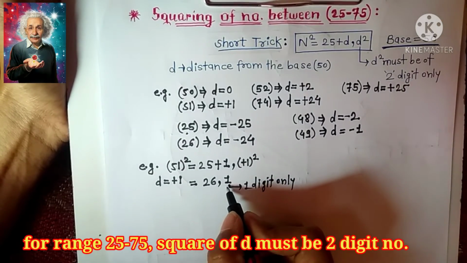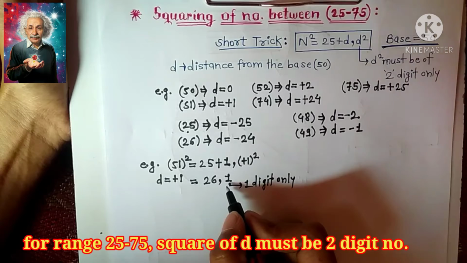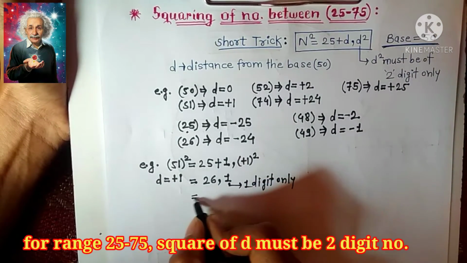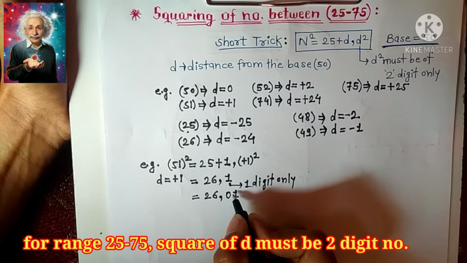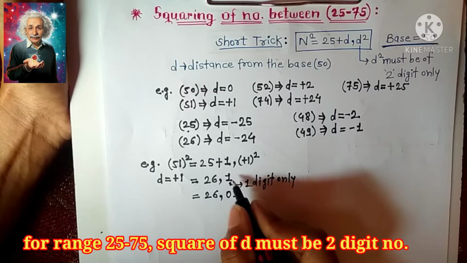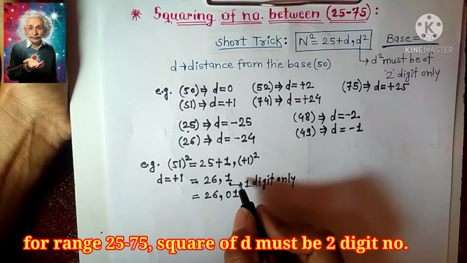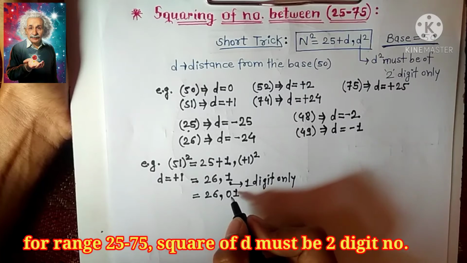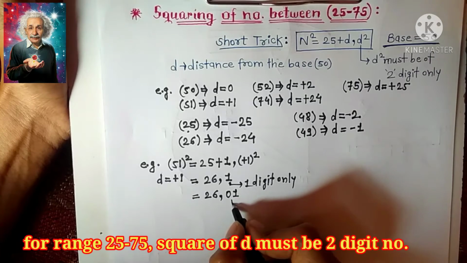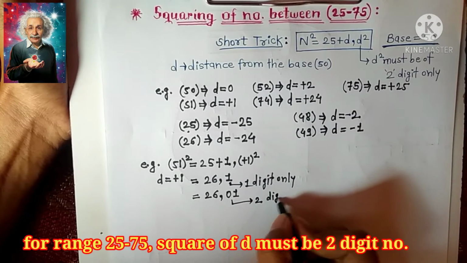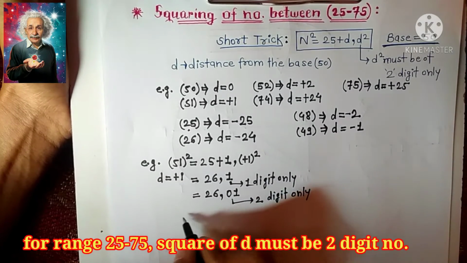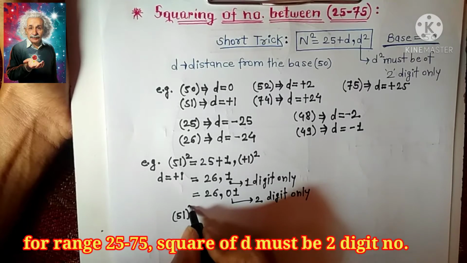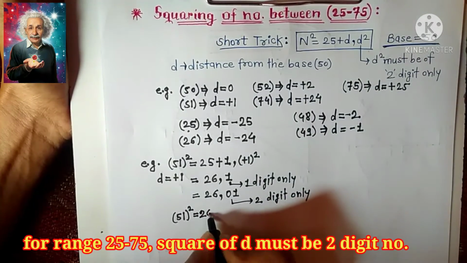So to make 1 a 2 digit number, we have to write 0. 26 comma 0 comma 1, because if we write 1 or 0 1, then no effect is there. So we write 1 as 0 1 also. So now this is 2 digit only. So we get finally the square of 51 as 51 square is equal to 2601.